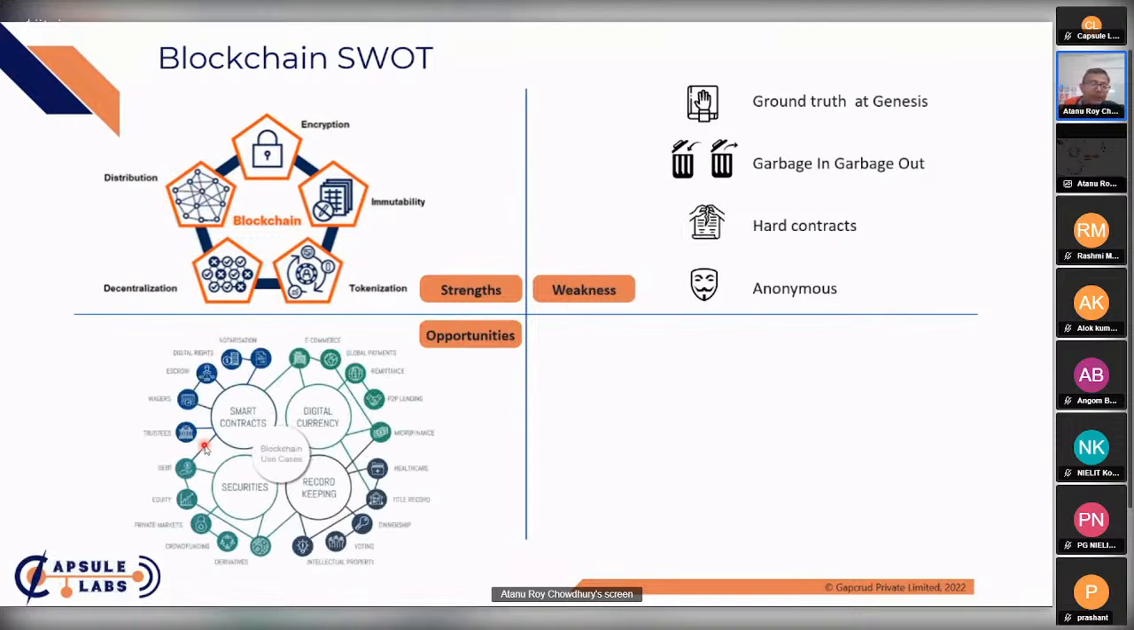In terms of opportunities, it goes far, far beyond your currency or cryptocurrency use cases. It can be used for e-commerce, for loyalty cards, for remittances, for P2P lending. It can be used for multiple record keeping setups, right, including healthcare, title records, ownerships, votings, intellectual property. So multiple use cases around record keeping, around securities, derivatives, crowdfunding, private markets, equity, debt, all of that.